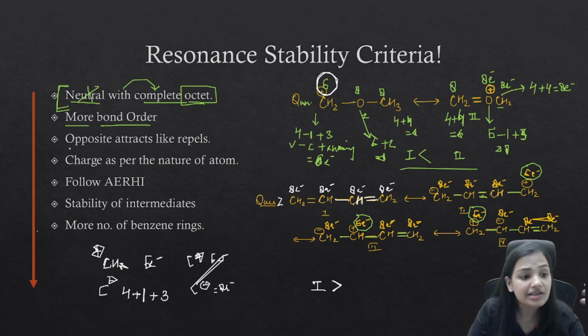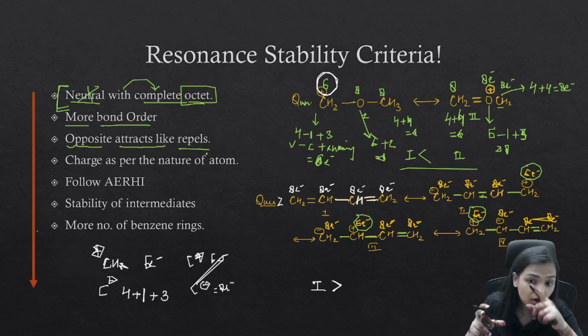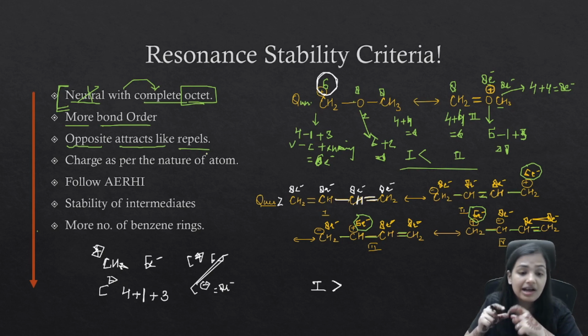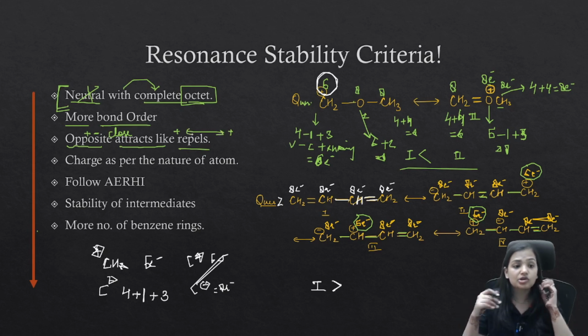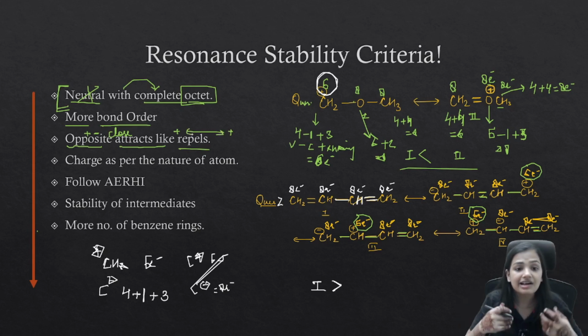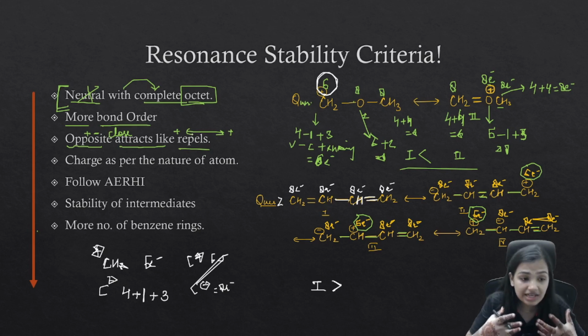Now we will be moving ahead with another point, that is opposite attracts, like repels. What does this mean? Whenever we have opposite charges closer, they will attract and form a stronger bond, and the like charges have to be away. I mean to say that opposite charges must be close, and the like has to be away from each other. Why? Because opposite usually attracts and like usually repels.